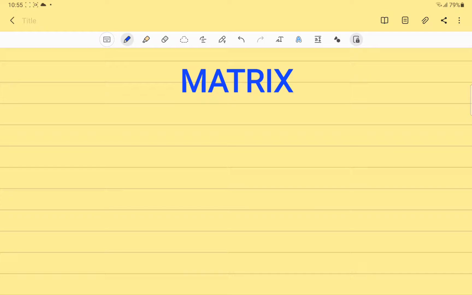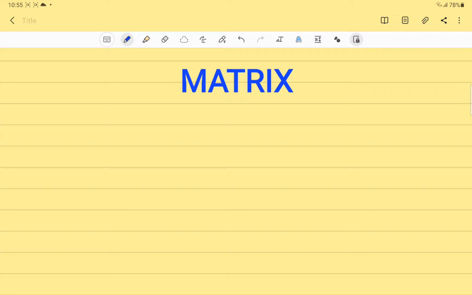Today we are going to learn about matrix. So what's a matrix? A rectangular array or formation of a collection of real numbers such as 0, 1, 2, 3, 5, 9, etc. in the form of rows and columns and then enclosed by brackets is known as a matrix.